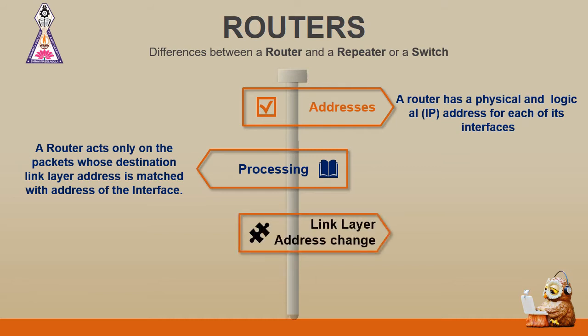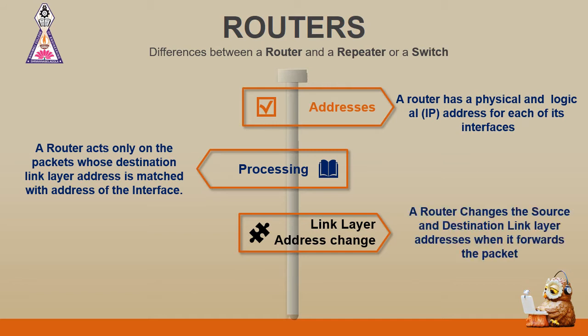Next one is the prime difference between a link layer switch and a router. A router can change the destination as well as the source link layer addresses whenever it is forwarding the packet. Link layer switches are functional only within the network, so it is not required for a link layer switch to change the source or the destination physical addresses.